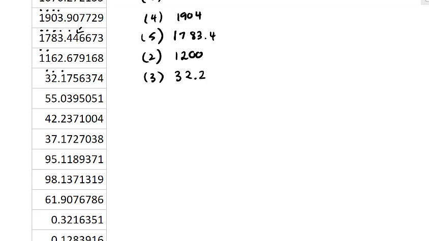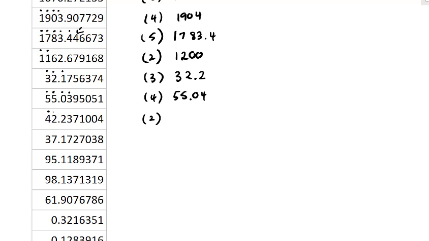Okay, let's do 4 significant figures here. 1, 2, 3, 4. Going to round up. 5.04. Let's go to, say, 2 significant figures. 1, 2, round down. 42. Okay, let's go to 3 significant figures. 1, 2, 3. Round based on that.